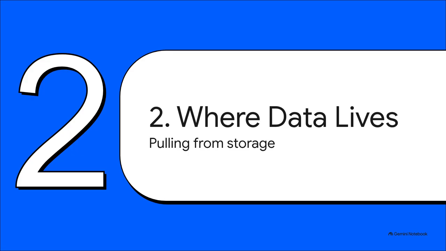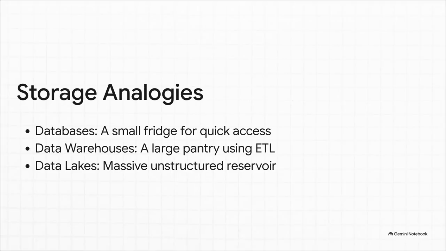Moving right along to section 2, where does data live? Before we can analyze a single thing, we have to pull it from storage. And your notes have a brilliant set of analogies here that are basically a cheat code for exam recall. Think about how you store food in your kitchen. A database, that's your small fridge. It's highly organized, meant for everyday, lightning-quick access, like grabbing a single customer's order.